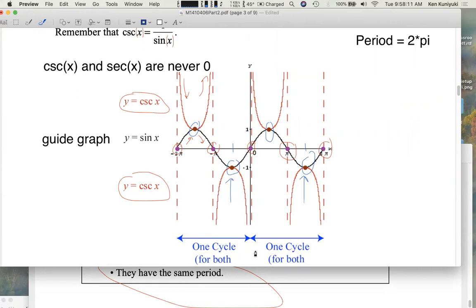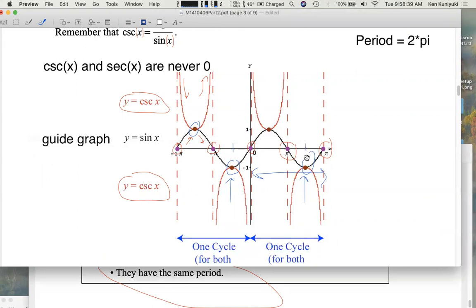So that explains why the cosecant graph and the sine graph meet up at their max and min points. A max point for the sine graph corresponds to a min point for the cosecant graph. The period is the same for both. So, for example, we have one period between 0 and 2 pi radians.